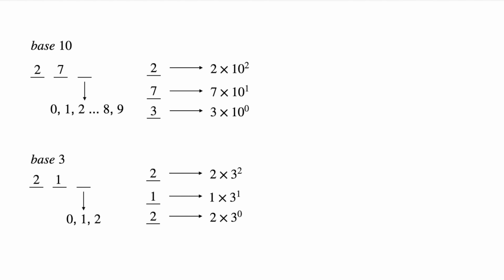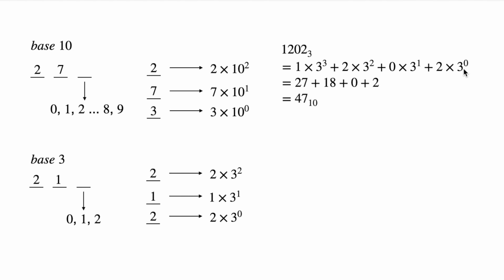Now let's do a small exercise with base 3. So if we were to convert this to base 10, we can use what we learned previously and multiply each digit by the number base 3 in descending powers until you get 0. Simplifying, we get that this is 47 in base 10.